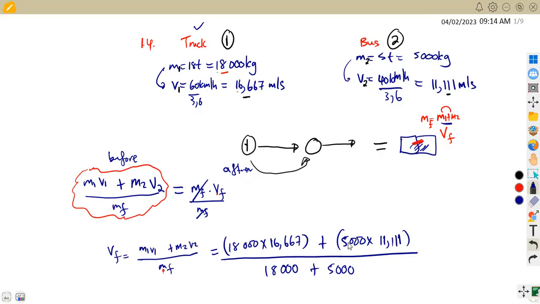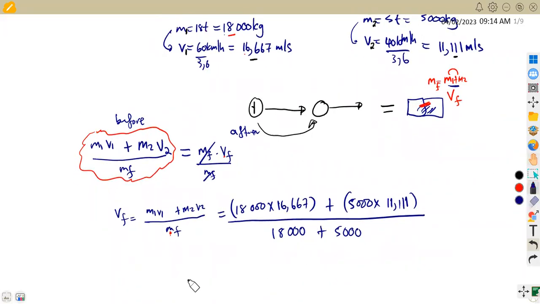All right, so this is what you're going to have, guys. We can simplify this directly on our calculator. That means we are obtaining the final velocity, which is going to be something like 15.459 meters per second. So take note, this is velocity. Velocity is measured in meters per second. Acceleration is the one that is measured in meters per square second. Okay, so that is what we had.